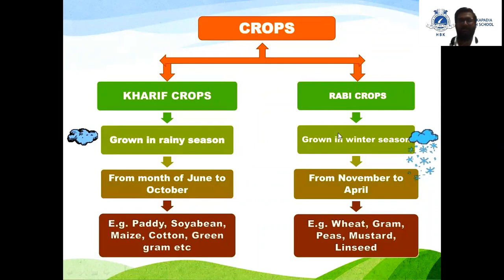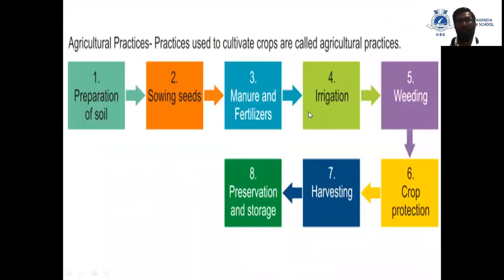Rabi crops are grown in winter season. Their time period is from month of November to April. The examples of Rabi crops are wheat, gram, peas, mustard, and linseed. Now, to cultivate the crops, there are some agricultural practices which we have to follow.